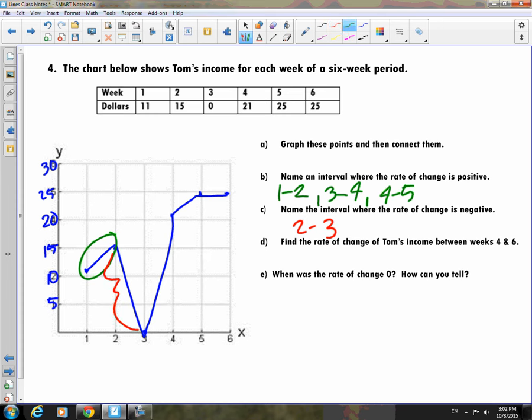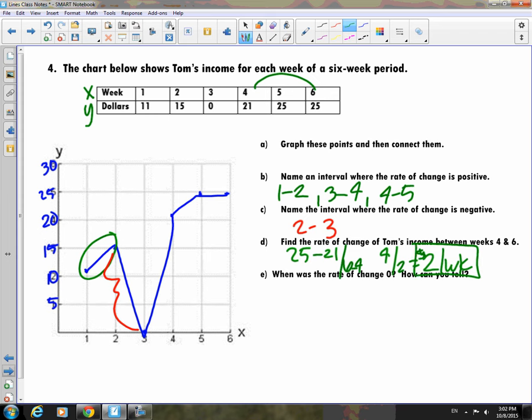Find the rate of change of Tom's income between week 4 and 6. So remember your X's and your Y's always go on top. So we've got 25 minus 21 over 6 minus 4. So we've got 4 over 2. So we've got 2, and you're always labeling it now in a rate of change. So we've got $2 per week. Again, labeling it in a rate of change.